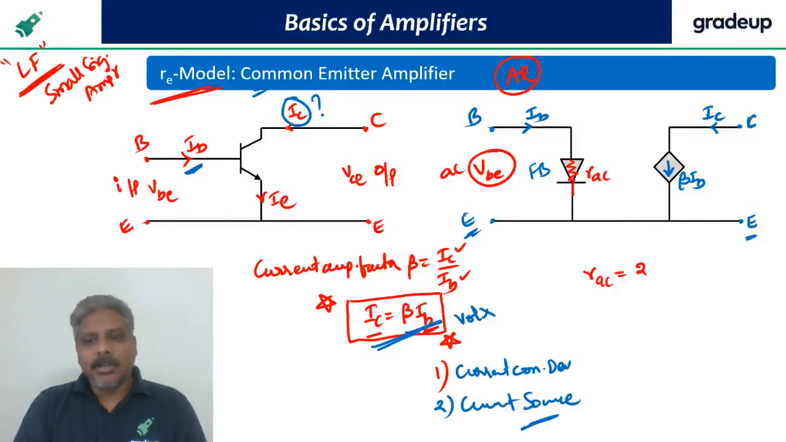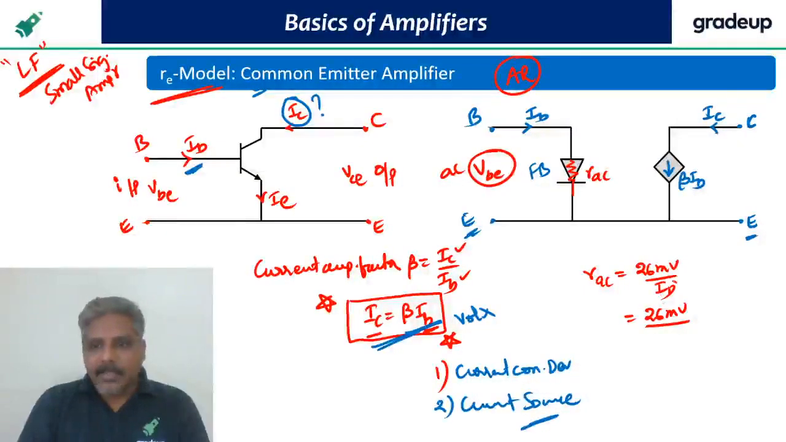RAC equals 26 millivolts by ID. But what is ID for us? What should I write now in place of ID? What is the current flowing in the junction? IB. But is it DC current or AC current? It is already forward bias, so it is DC current. So I have to write it as IB.